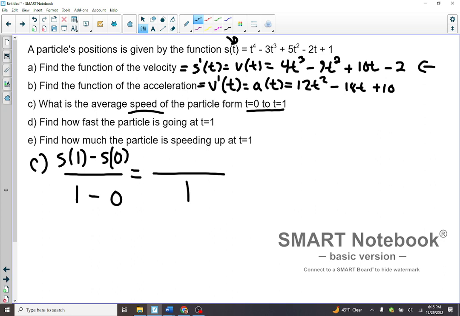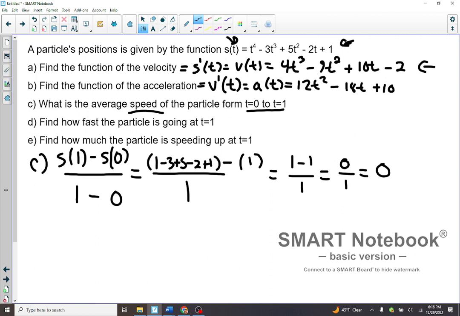So in this case, it's going to be 1 over... I'm going to have to plug 1 into this equation here. That's going to be 1 minus 3 plus 5 minus 2 plus 1 minus, when I plug in 0 here, everything cancels out except the 1, so that'll just be 1. So 1 minus 3 is negative 2, plus 5 is 2, minus 2 is 0, plus 1 is 1. 1 minus 1 over 1, 0 over 1. So your velocity average was 0.